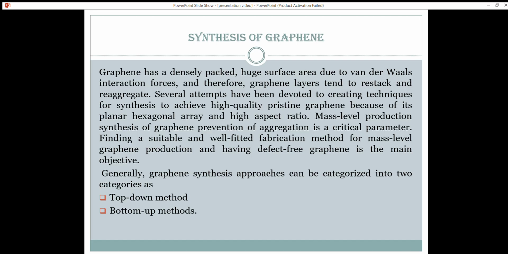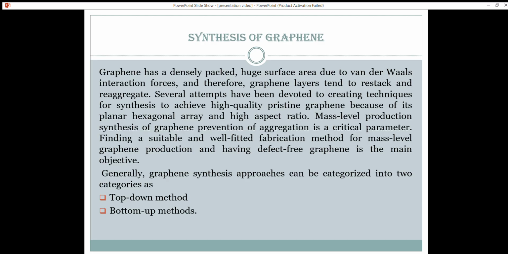Now we will move towards its synthesis methods, that is, how we can synthesize graphene by various methods. Graphene has a densely packed, huge surface area due to van der Waals interaction forces, and therefore graphene layers tend to restack and reaggregate. Several attempts have been devoted to creating synthesis techniques to achieve high quality pristine graphene because of its planar hexagonal array and high aspect ratio.